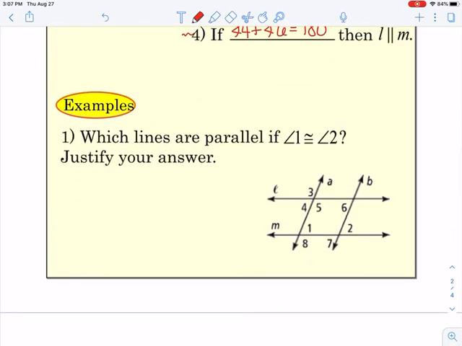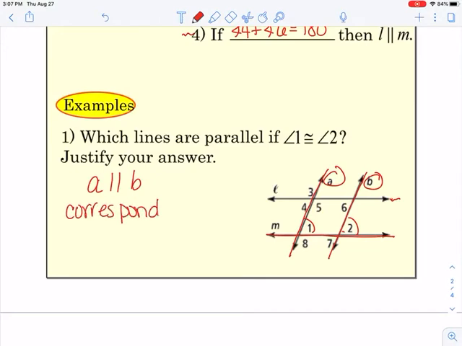Okay, so which lines are parallel if angle 1 is congruent to angle 2? Again, I'll highlight in red what I am looking at. There's 3 lines that are coming into play here that I highlighted all in red. The 2 angles that I highlighted never touch this top line, so that's why that one's not highlighted in red. So now I want to know what type of angles angle 1 and angle 2 are: corresponding angles. So which lines are parallel then? This one and this one, or A and B. So A is parallel to B, and that is because corresponding angles are congruent.